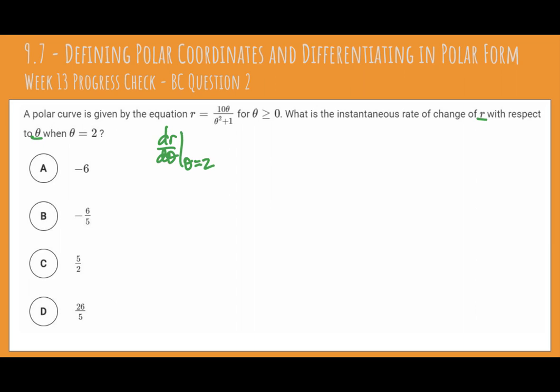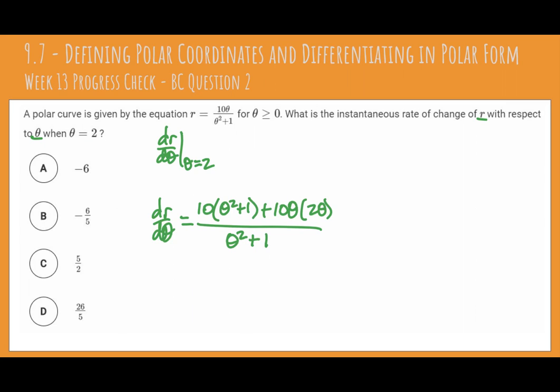So dr d theta, that's the derivative of the left side with respect to theta, is equal to, we're going to have to use a quotient rule here. So derivative of the top times the bottom plus the top times the derivative of the bottom, and then all over the bottom squared. And we want to know what that is at theta equals 2.